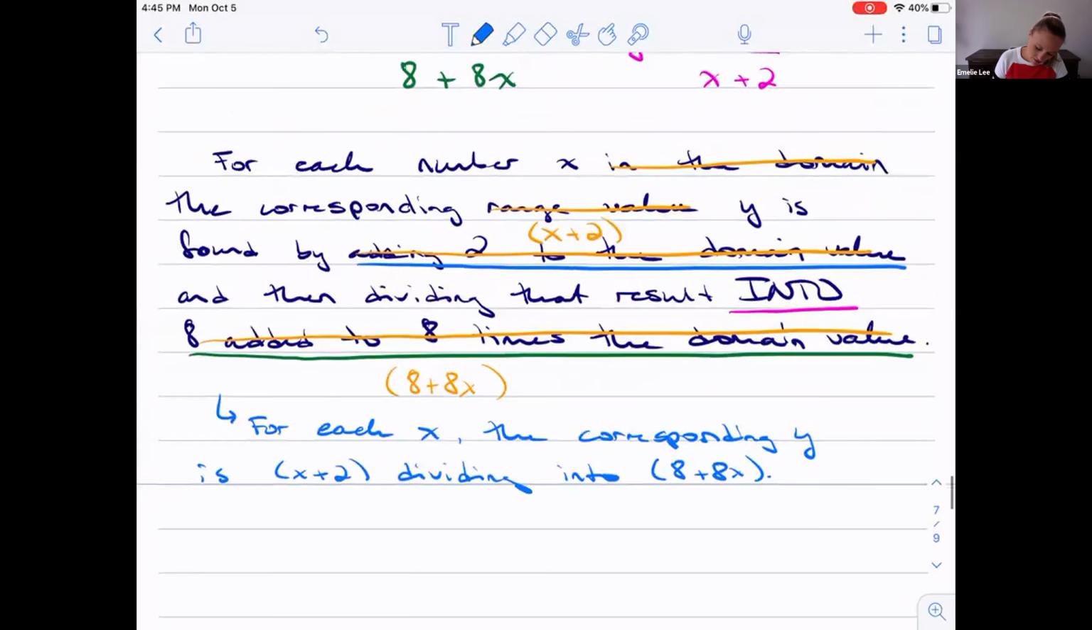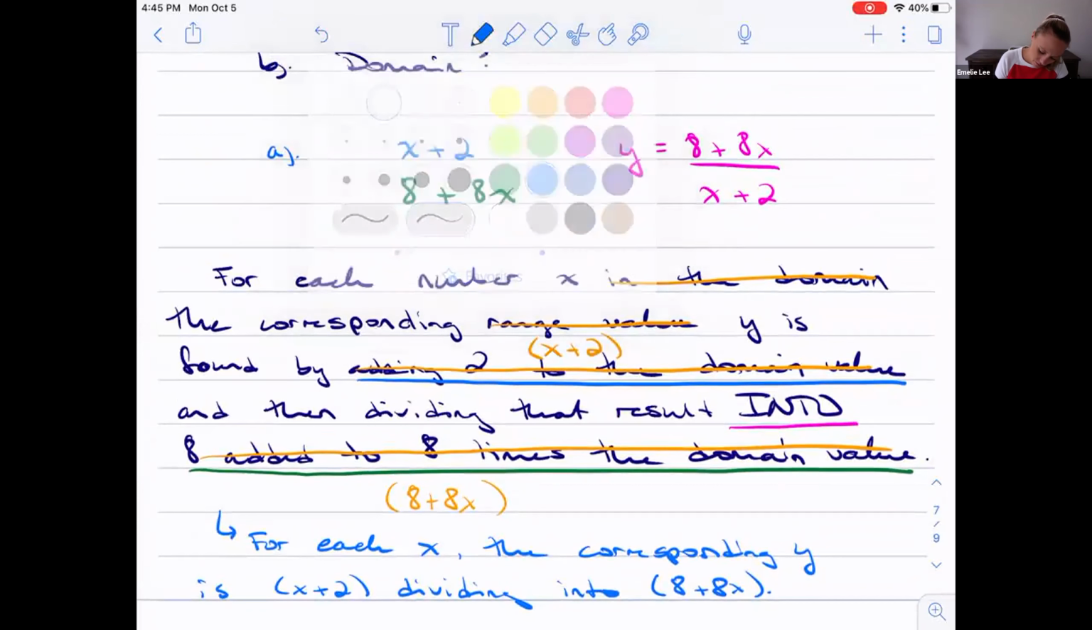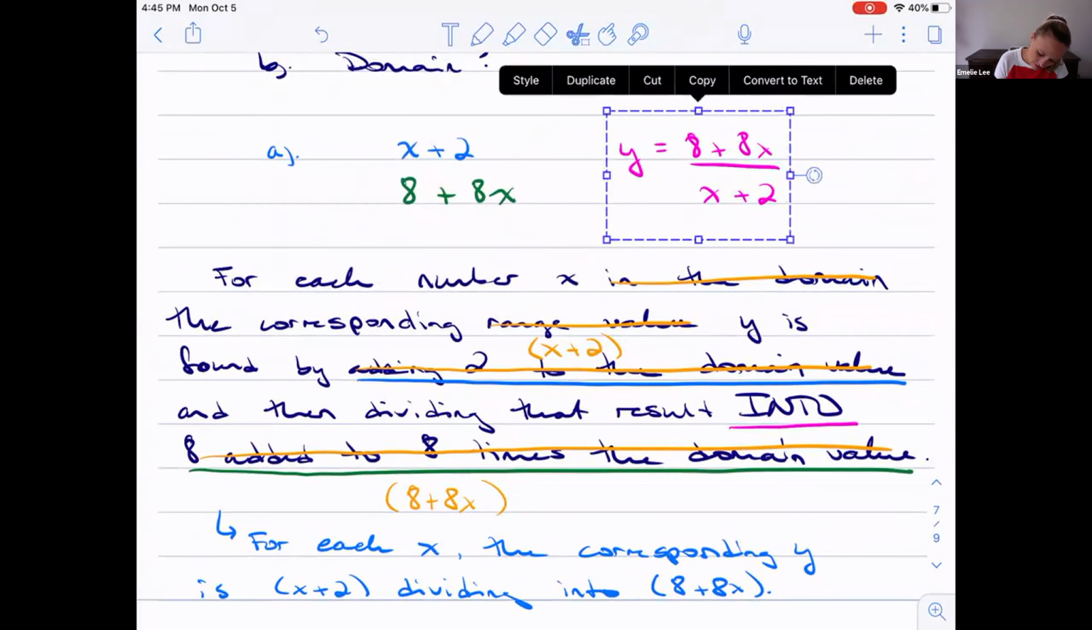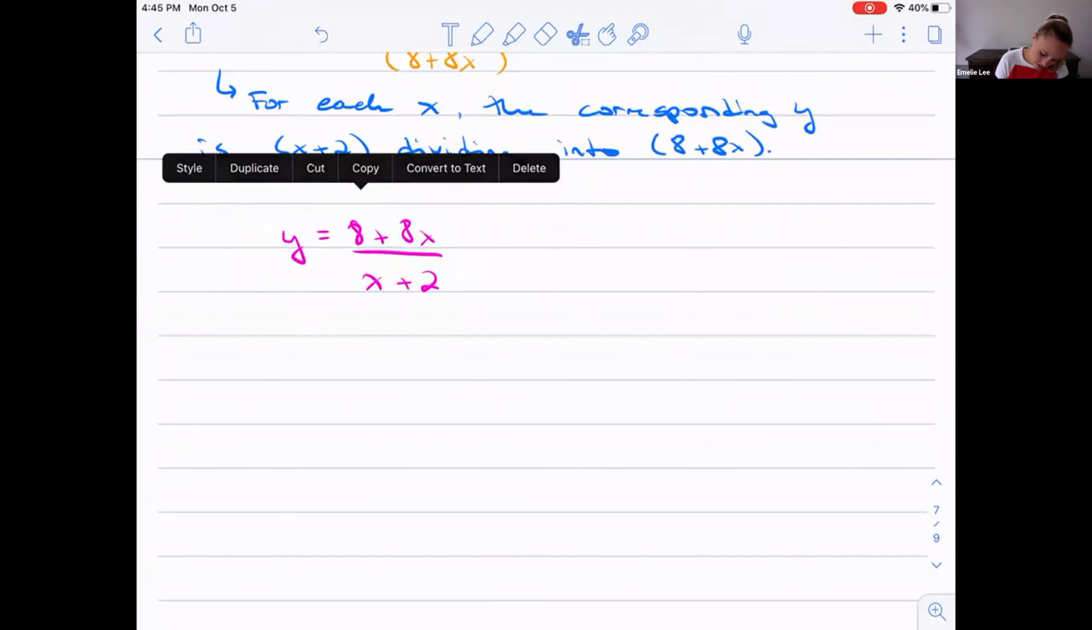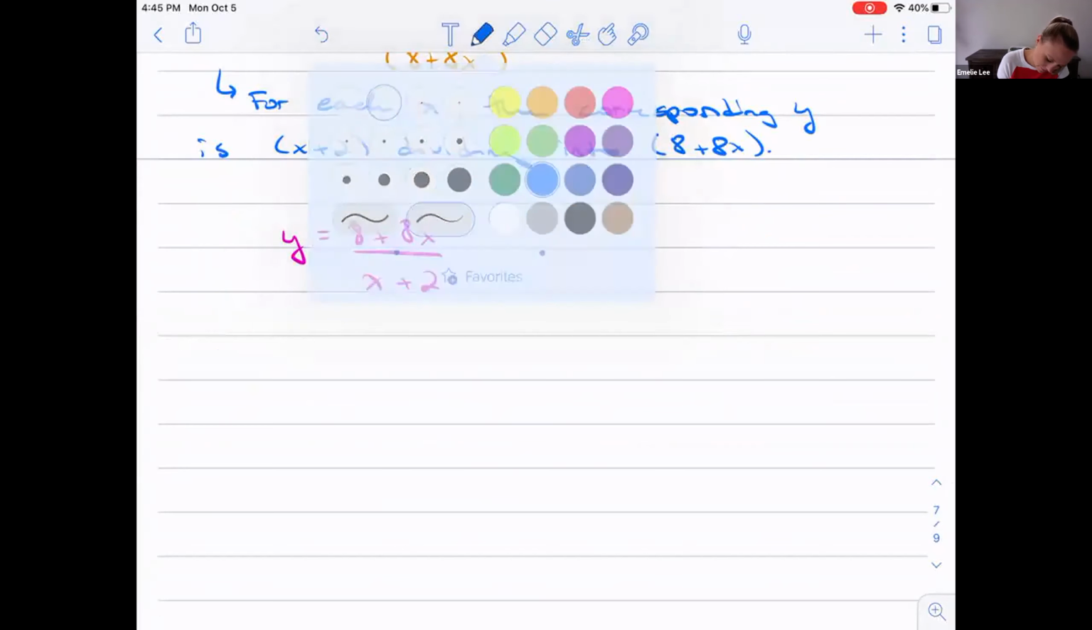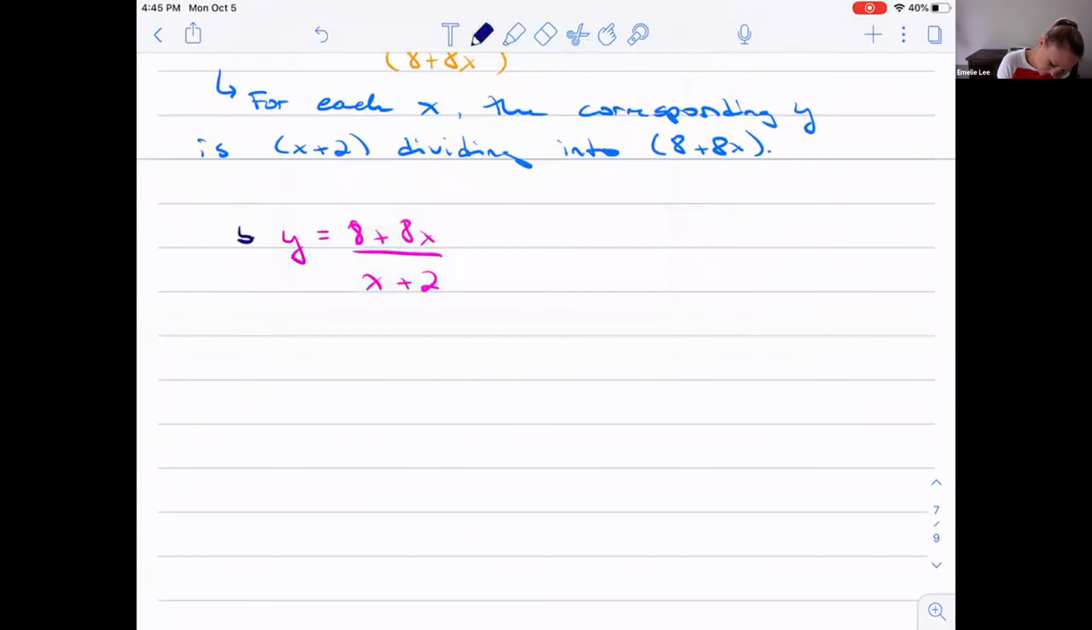The domain, so now, because we have this here, I'm going to copy. So this is the equation. For the domain, what we have to keep track of is, as long as I can't cancel anything here, like I said, I can pull out a common 8 and have 8 times 1 plus x, but the 1 plus x wouldn't cancel with x plus 2 anyway, so I'm just going to leave it.